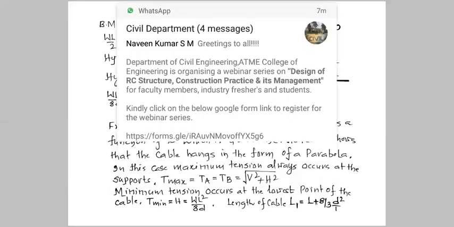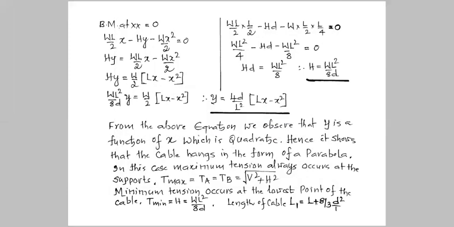Substituting the value of H here, that is WL squared by 8D into Y is equal to W by 2 into LX minus X squared. If you simplify that equation, we get H is equal to WL squared by 8D. Therefore, the horizontal thrust induced in the cable is given by H is equal to WL squared by 8D. Therefore, the ordinate Y is given by 4D by L squared into LX minus X squared.